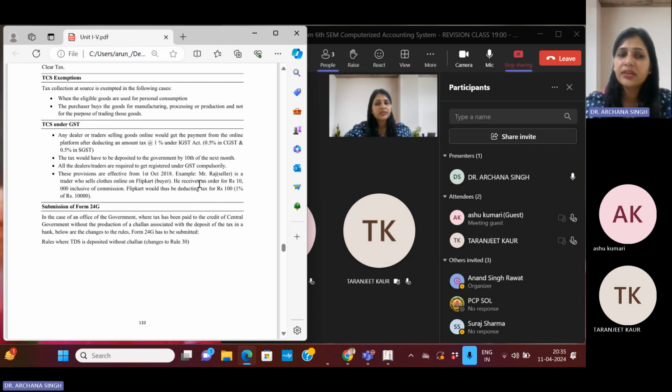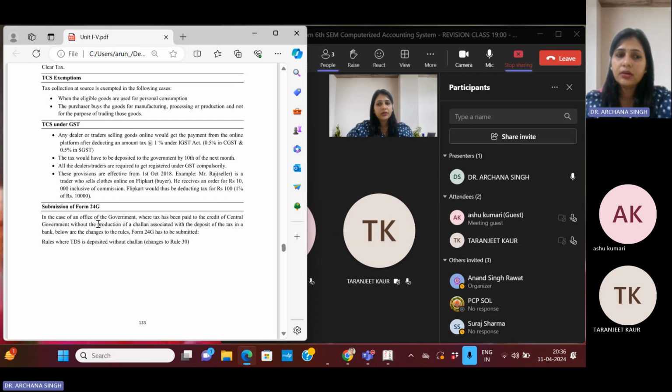जैसे कि for example, जो seller है, a trader who sells clothes online on Flipkart, and he receives an order of rupees 10,000 inclusive of commission. तो Flipkart would thus be deducting tax of rupees 100, 1% of rupees 10,000. Now submission of form 24G.